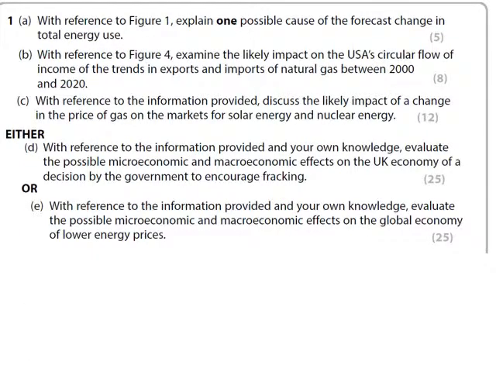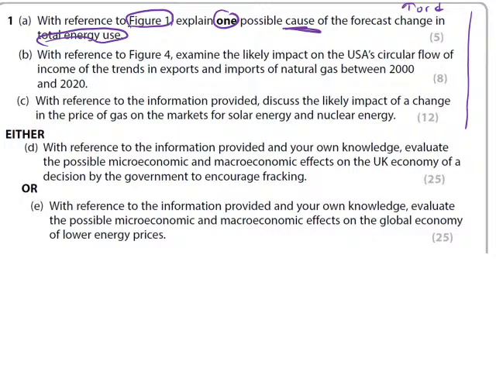Okay, so before we look at the case study, those are the 3 questions at the top that you've got for the case study, and then here are the 2 choice questions. So question 1A, with reference to figure 1, so you're going to use some kind of data table, explain 1 possible, and remember when it says explain 1 or explain 2, you don't need to do any definitions in this question. Your K mark is going to come from that cause. 1 possible cause of the forecast change in total energy use.